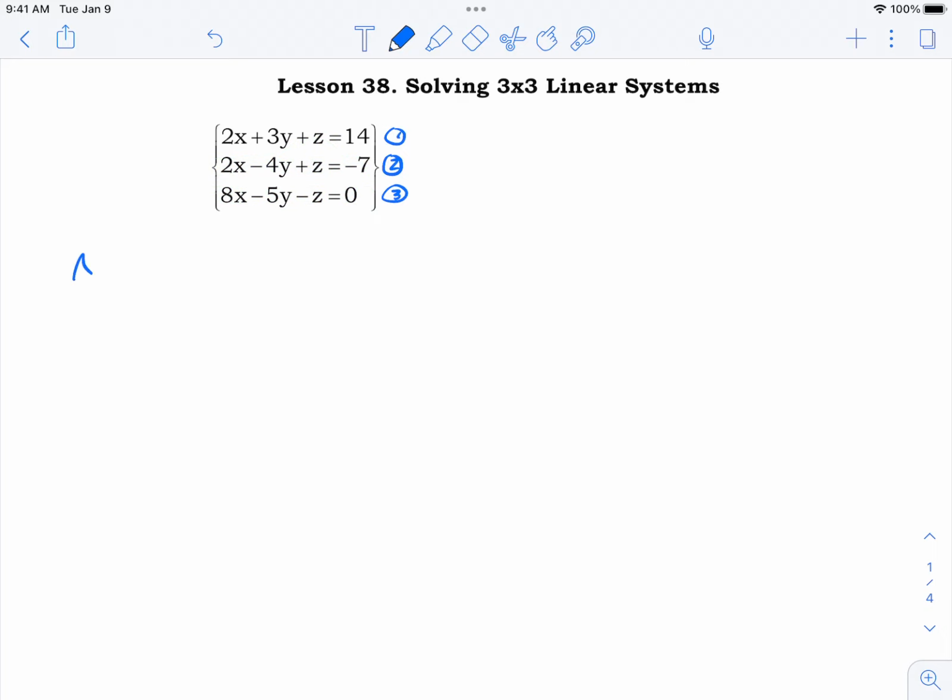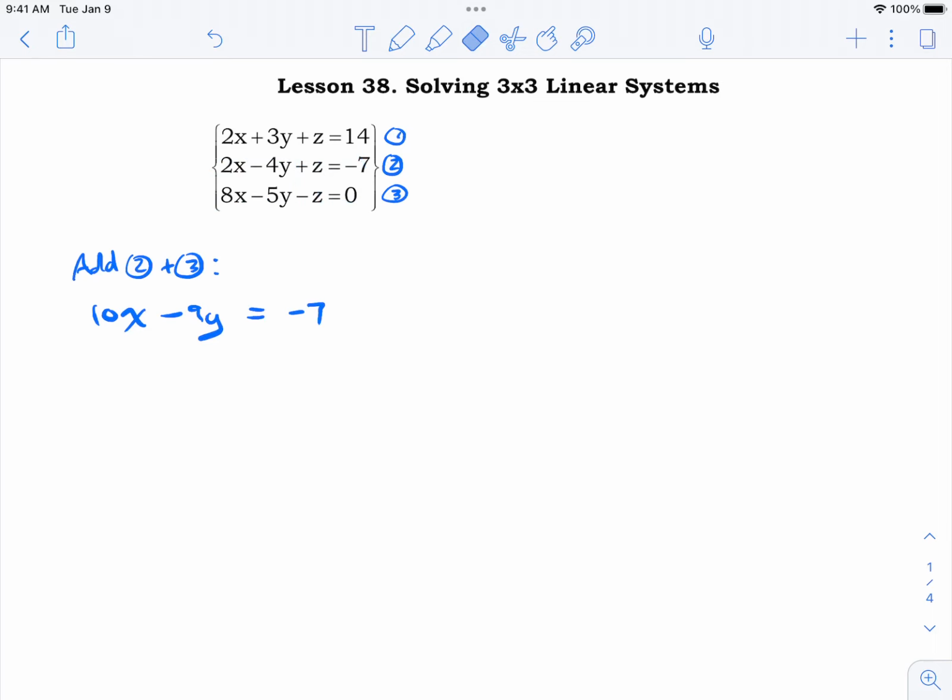I'm going to add equation 2 plus equation 3. I'll just look here, right? Add your like terms. 8x and 2x makes a 10x. Add these: negative 4y and negative 5y makes a negative 9y. The z's go poof. That was what we liked. And then add the negative 7 and the 0. You get, of course, a negative 7.